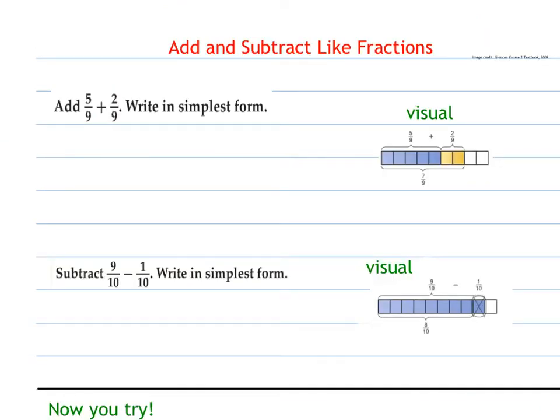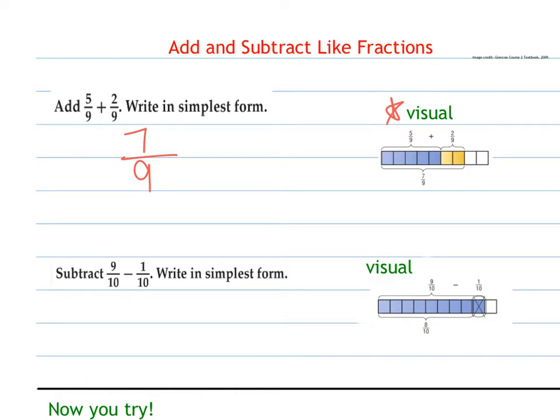Okay, so when we are adding or subtracting like fractions, so the denominator is already the same, there's a visual over here for you to look at, but all that you need to do, 5/9 and 2/9, you just add the numerators together. I think about it like a pizza. If you have a pizza cut into 9 slices, if one person eats 5 and the other eats 2, that's 7 out of the 9 slices, so 7/9. And you always simplify your answer if you can. However, 7 and 9 can only be divided by 1. They are in simplest form.